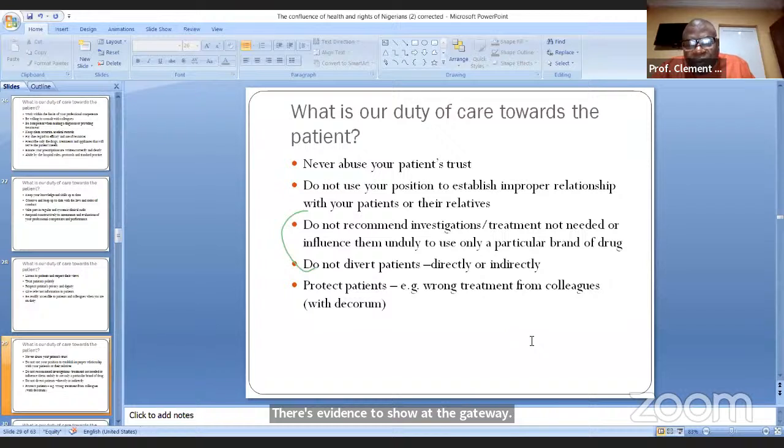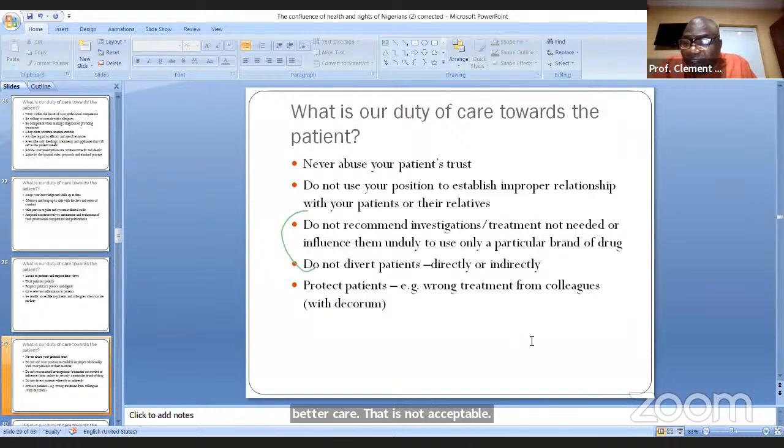You must be careful. Don't recommend investigation and treatment that is not required by a patient. I talked about that just now. Do not divert patients directly or indirectly. Maybe you work in a teaching hospital and you deceive a patient, go to my clinic, you'll get better care. That is not acceptable.